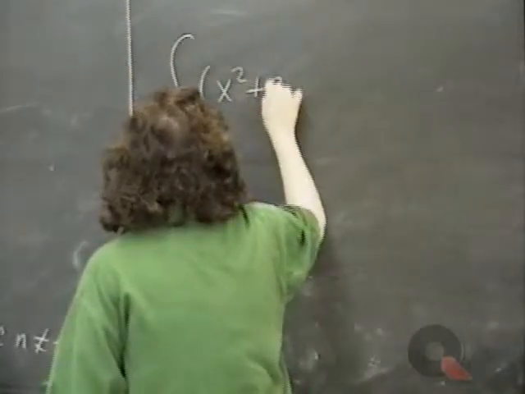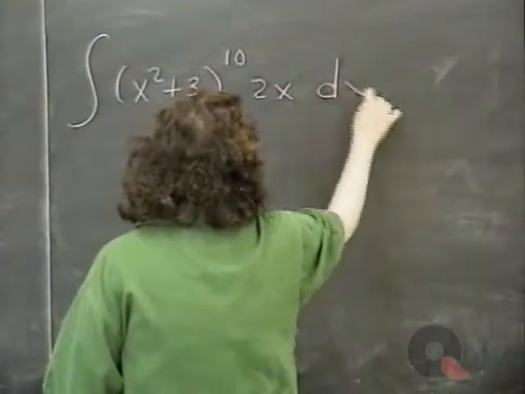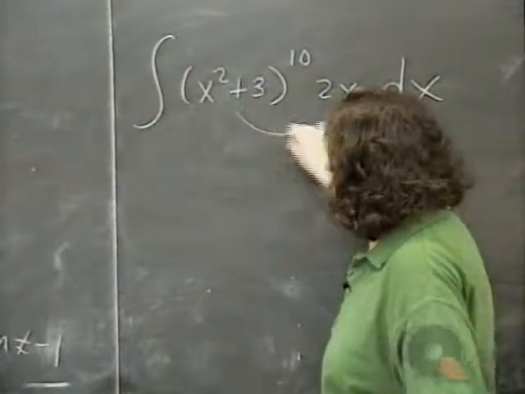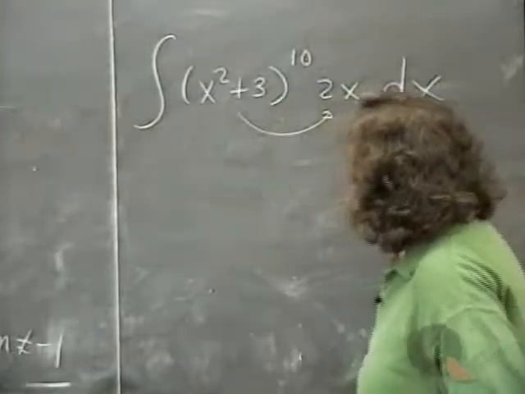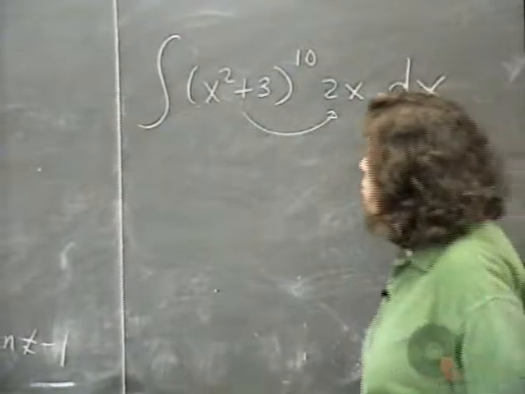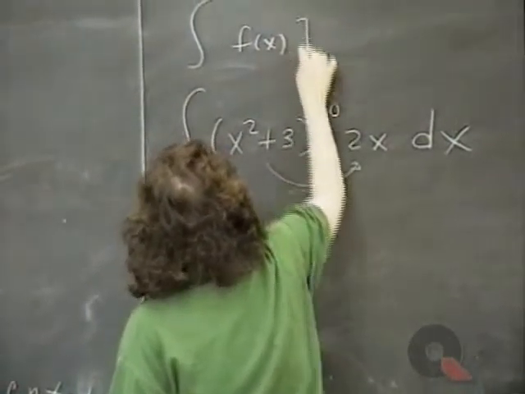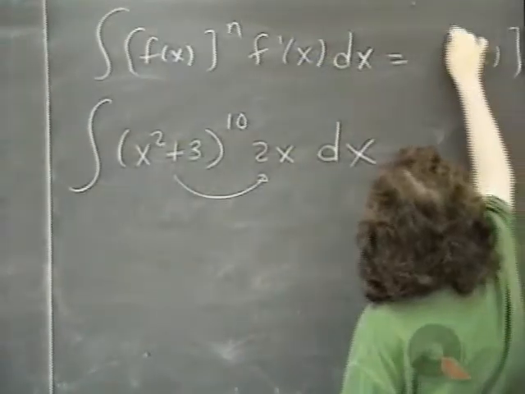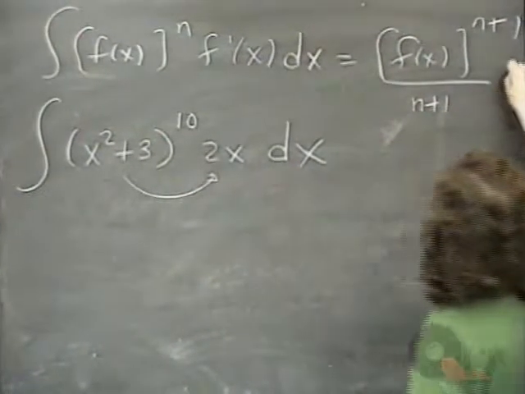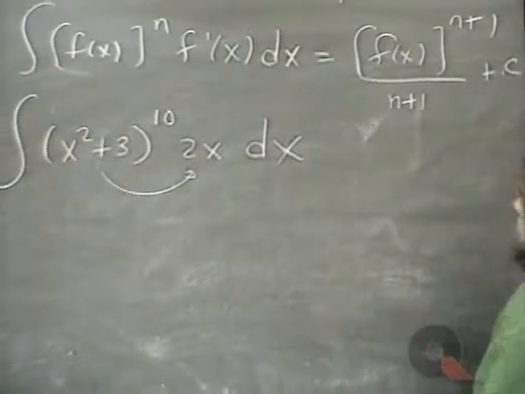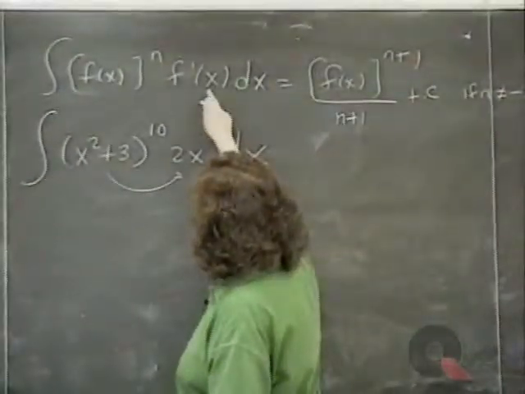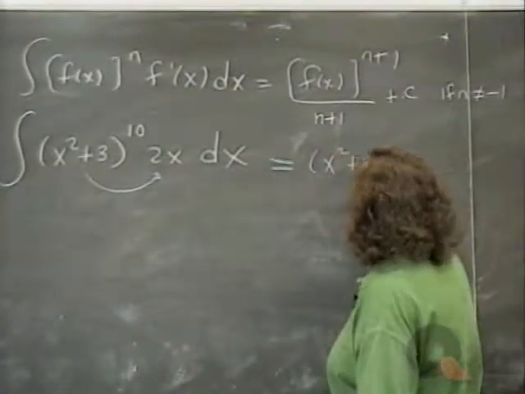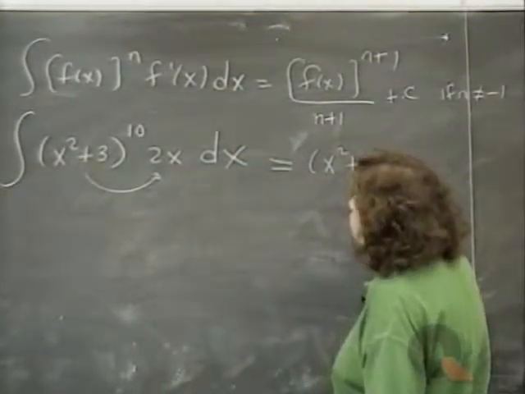Antiderivative of x squared plus 3 to the 10th power times 2x with respect to x. This is what I mean by a function to a power followed by exactly the derivative of what you were raising to the power. This falls under this category. Remember I said if you have a function to a power followed by exactly the derivative, it's going to be the function to the 1 more power over that power plus c, assuming the power is not minus 1. So here f of x is x squared plus 3, and the derivative of this is exactly 2x. So we have exactly what I said, and we have x squared plus 3 to the 1 more power, to the 11th power over 11 plus c.